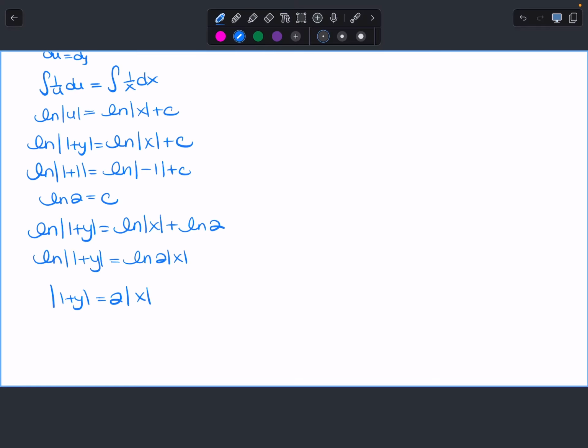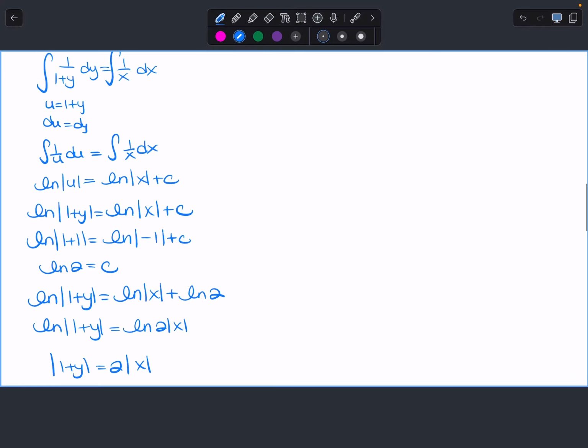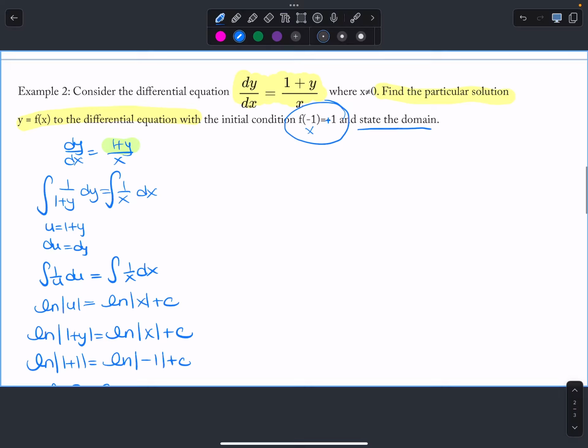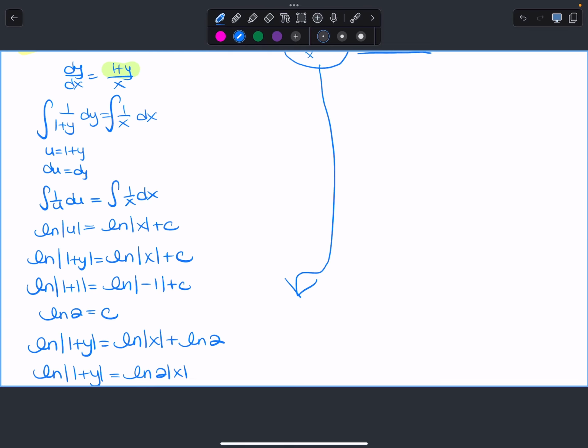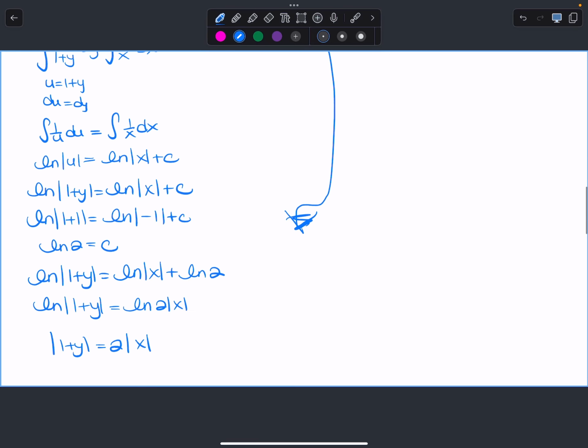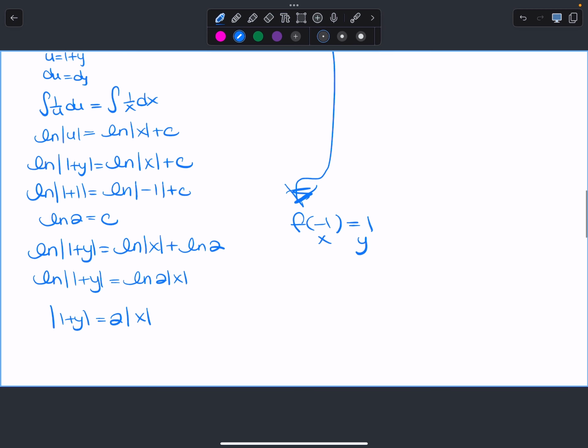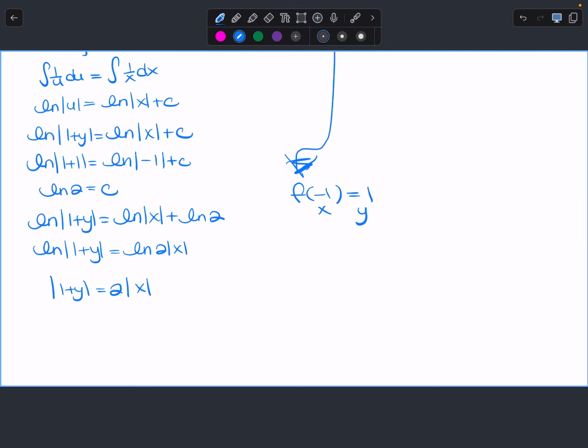So how do I drop absolute value? I do it based upon the initial condition here. So my initial condition is f of negative 1 is equal to 1. So I'm plugging in a positive 1 in for my y. When I plug in a positive 1 in for my y, am I going to get always positive or always negative in the absolute value? Always positive. So I get a 1 plus y. What happens when I plug in negative 1 in for x? Always positive, always negative. Always negative, so I have to multiply by negative 1.